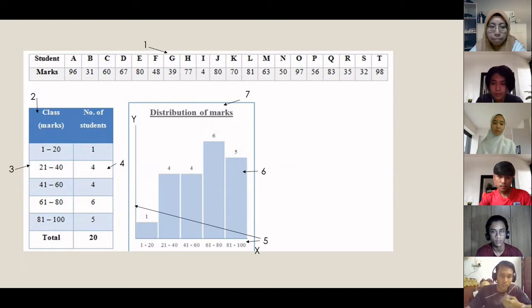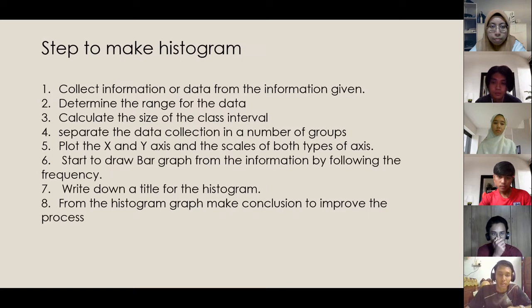Okay, steps to make a histogram diagram. First, collect information or data from the information given. Second, determine the range of the data. Third, calculate the size of the class interval. And next, separate the data collection into a number of groups. Next, plot the x and y axis and the scale of both axes. And then start drawing the graph from the information by following the frequency. Then write down the title of the histogram. And lastly, from the histogram graph, make the conclusion to improve the process.